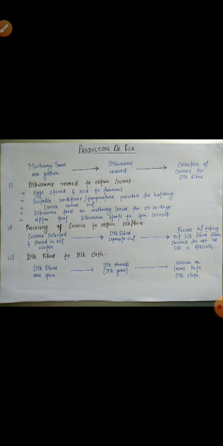Now, the second step: the processing of cocoons. Now the cocoons are ready, and they are processed to obtain silk fibers. The cocoons are collected and placed in hot water. When they are placed in hot water, silk fibers separate out from them.